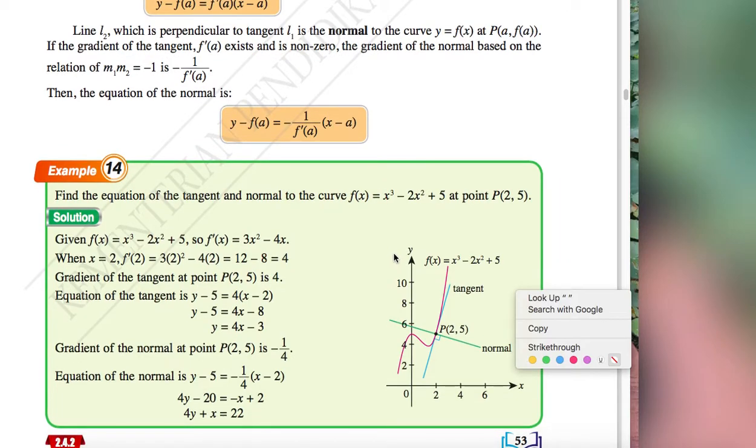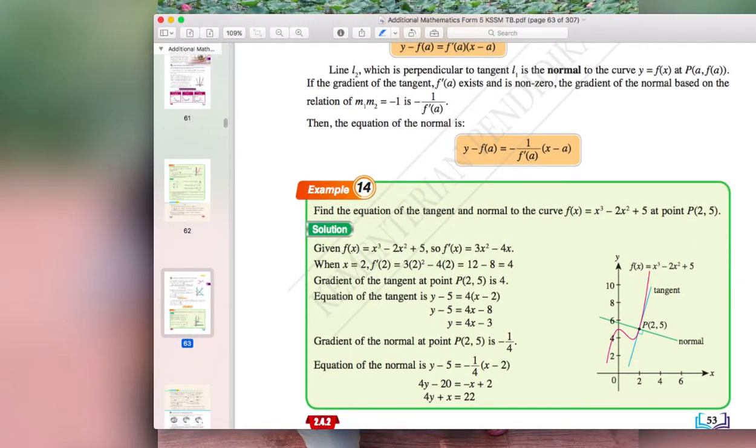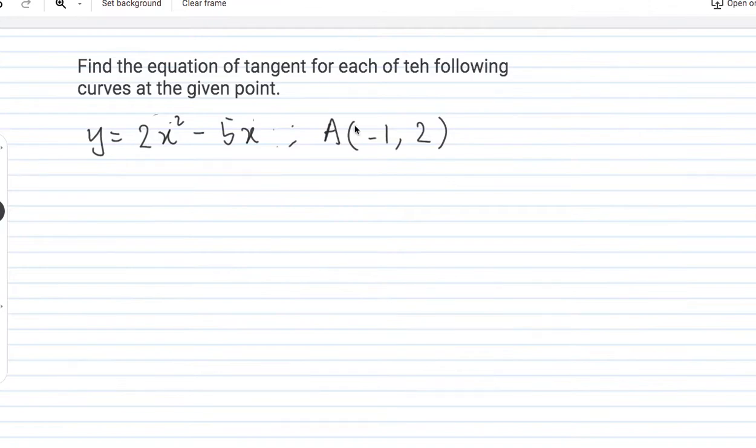Okay, the condition is like this. So let's see an example. I will give you a simple example first. This one.